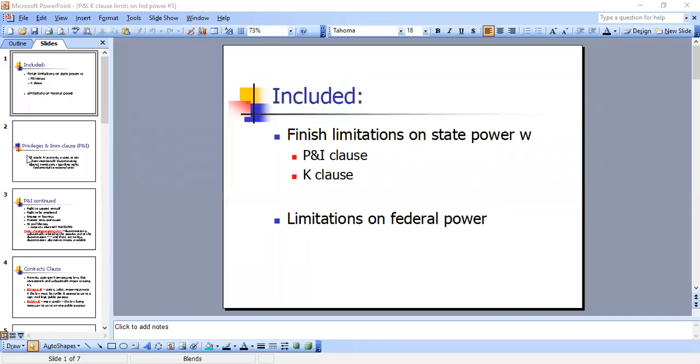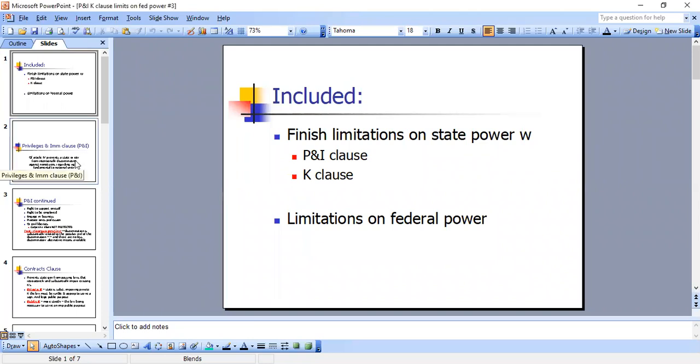Hi everyone, I'm back to do a quick lecture on a Con Law 3 video. I've done Con Law 1, Con Law 2, and in this video I'm going to be talking about the P&I clause, Privilege and Immunities Clause, and the Contract Clause. This is included in the limitations on state powers, which is on my second video, and this is the rest of that video. So P&I clause and Contract Clause, and then I'm going to move on to limitations on federal power.